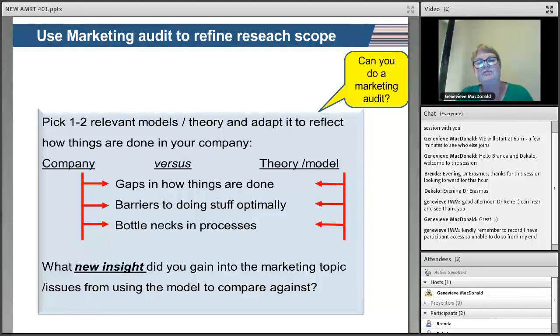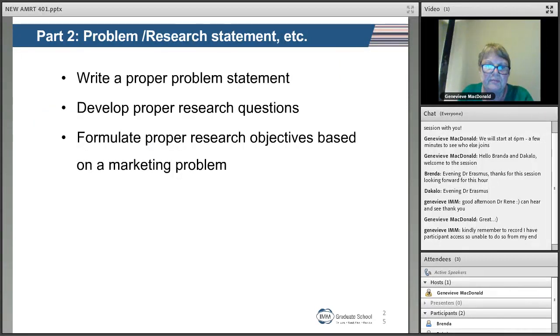At the end of this marketing audit, you should have gained some insight on where the key problem areas are. If you did not, you did not use the correct model, or you did not use sufficient information from your company to do a proper audit. So the key here is, did you gain new insight? Did it help you refine your problem?